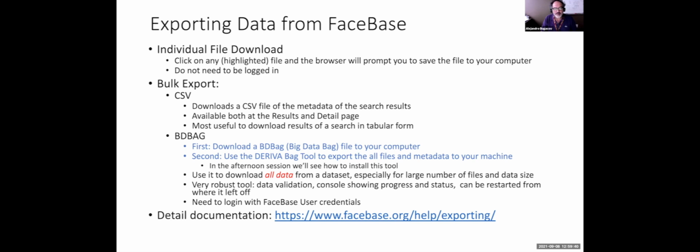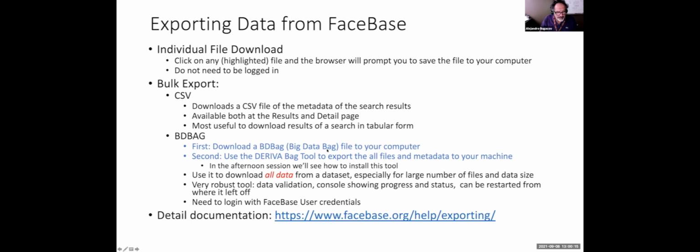The other way is downloading data using what we call a DB bag, which stands for a big data bag, which is a standard for delivering or exporting data. It is, in a way, a sophisticated zip file or archive file that has all the information regarding the data, the metadata, and everything needed in order to validate that the data you're downloading is exactly what it's supposed to be.